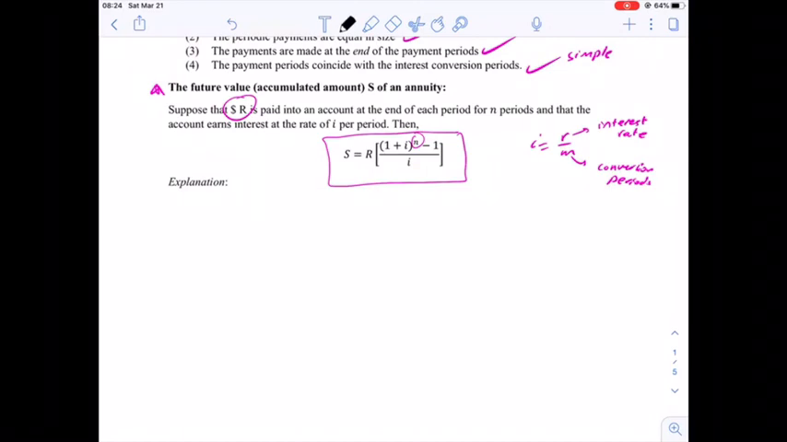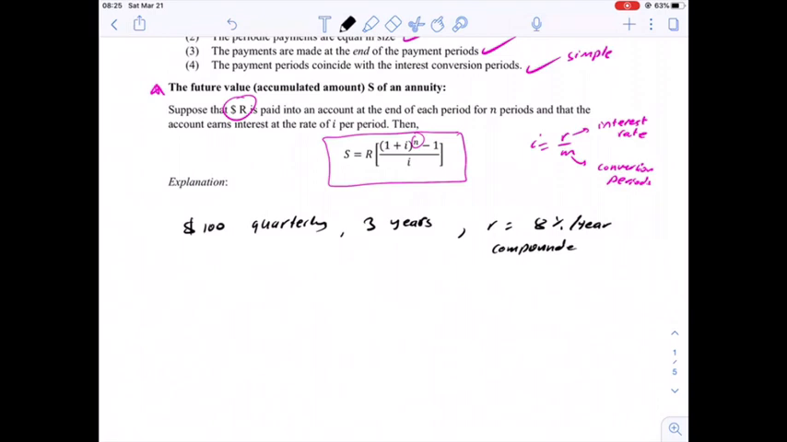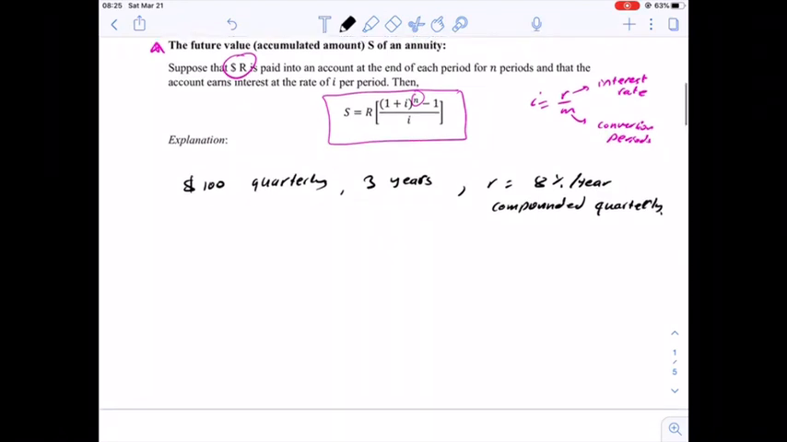So imagine that you make payments of $100 at the end of each quarter, so you pay quarterly, over a period of 3 years. And suppose that the account earns interest on the deposit at the rate of 8% per year, compounded quarterly. So in this case, we have the following timeline. One year, 2 years, 3 years, and we make payments every 3 months.